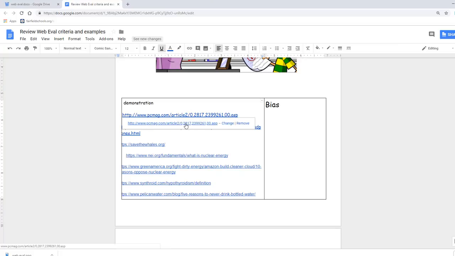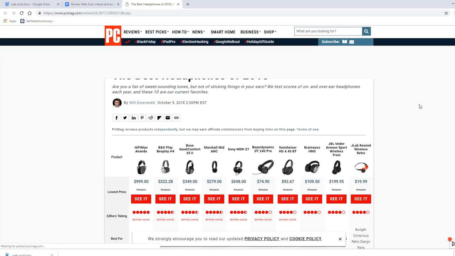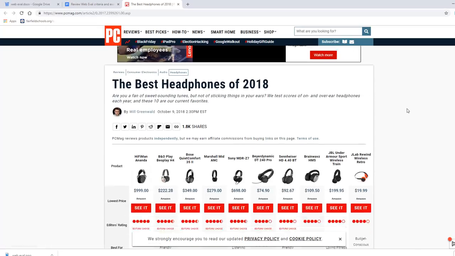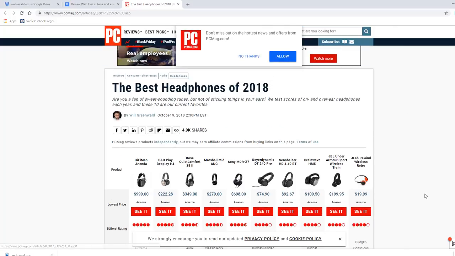All right, so this is an article from PC Magazine on the best headphones of 2018. PC Magazine is a great online magazine. It is a trusted source, and they have information on all different headphones for 2018. So it's up to date, good website, good author, he knows what he's talking about. Wonderful. This is not biased. They've looked at every single headphone and they give you good information on it.